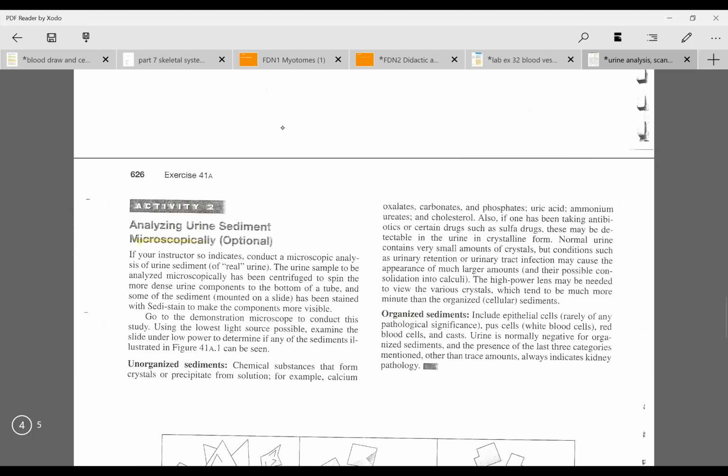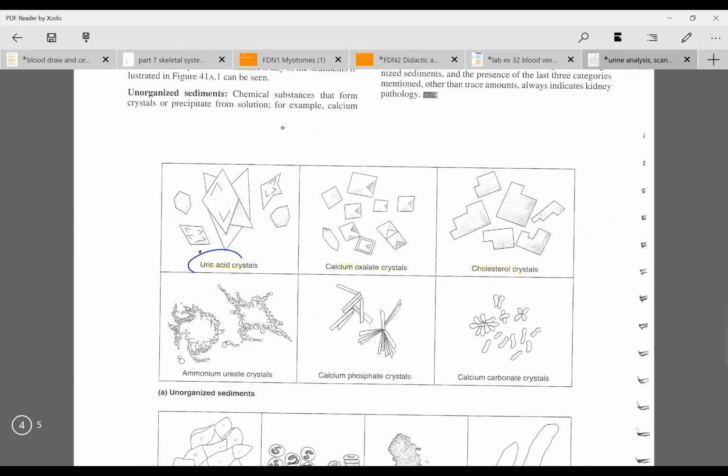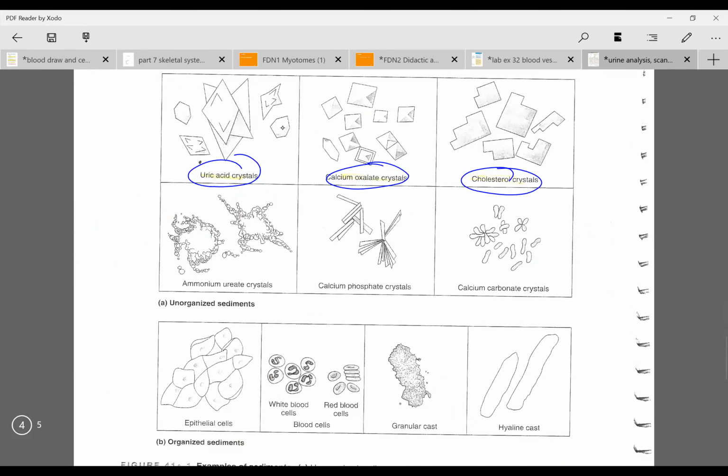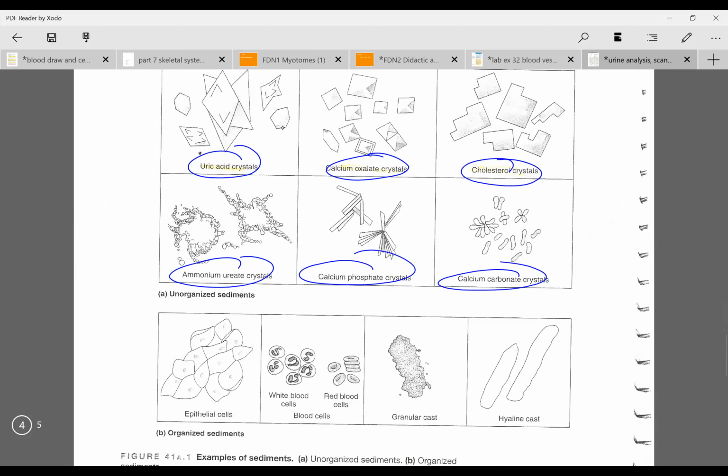Then there's the microscope study of the urine. So you can take a pipette and put a drop on your slide, put it under a microscope. And you can look for uric acid crystals, calcium oxalate crystals, cholesterol crystals, ammonium urate crystals, calcium phosphate, calcium carbonate crystals. You can look for epithelial cells, white blood cells, red blood cells, granular casts, hyaline casts.